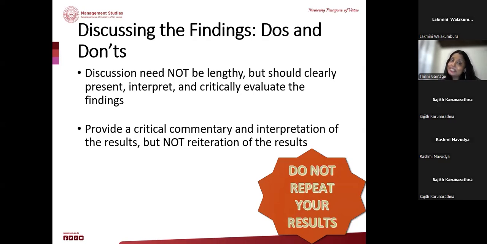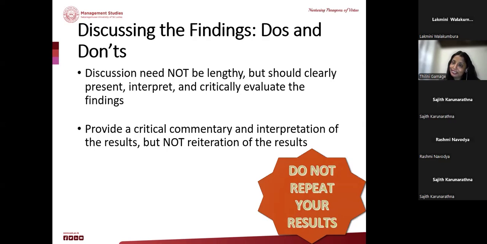As I told you, discussion need not be lengthy. That's very important. You have to discuss all critical findings, but remember, be concise all the time. We don't look for the length of the discussion that you provide. What matters a lot is that you clearly present your findings, you interpret, and you critically evaluate the findings. How we should do that, we'll be talking about in detail throughout this session with some examples as well. All the time, remember, the length doesn't matter and it's not an important indicator at all.